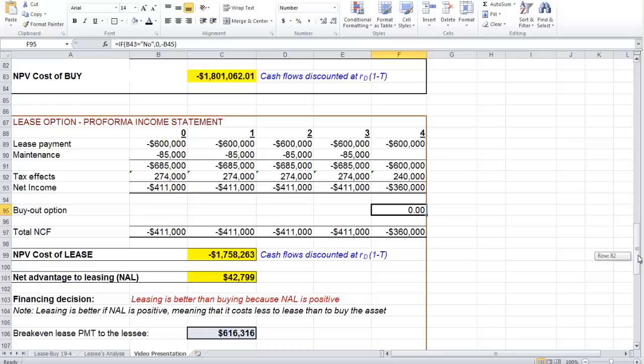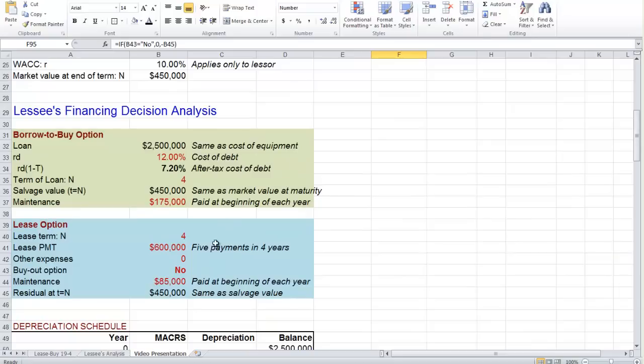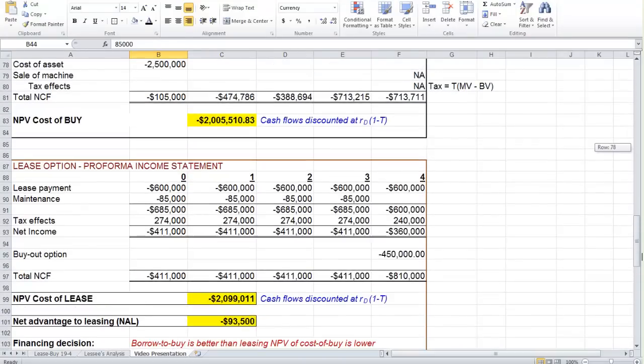For example, if I come up here, I made this look a little bit fancy. If I type in yes there, and I scroll down here, there you go. You'll see the $450,000 is a negative cash flow, because it means that at the end of 4 years, the lessee would have to pay $450,000 to purchase this equipment.